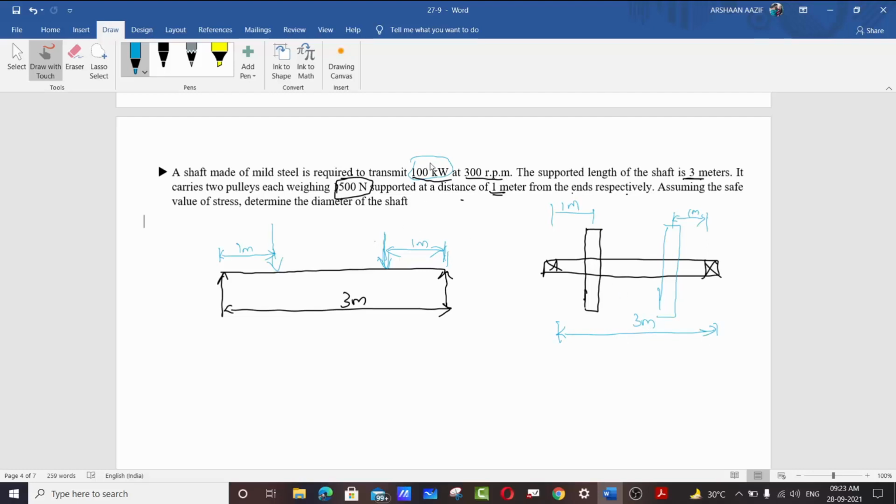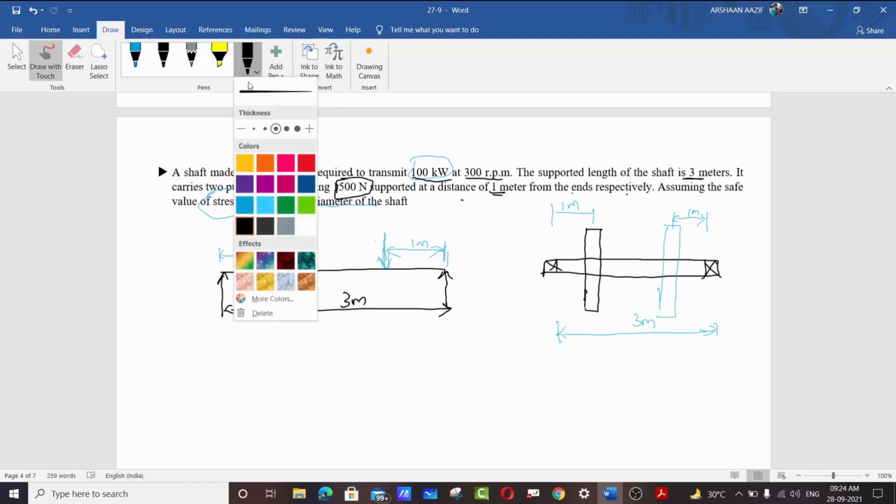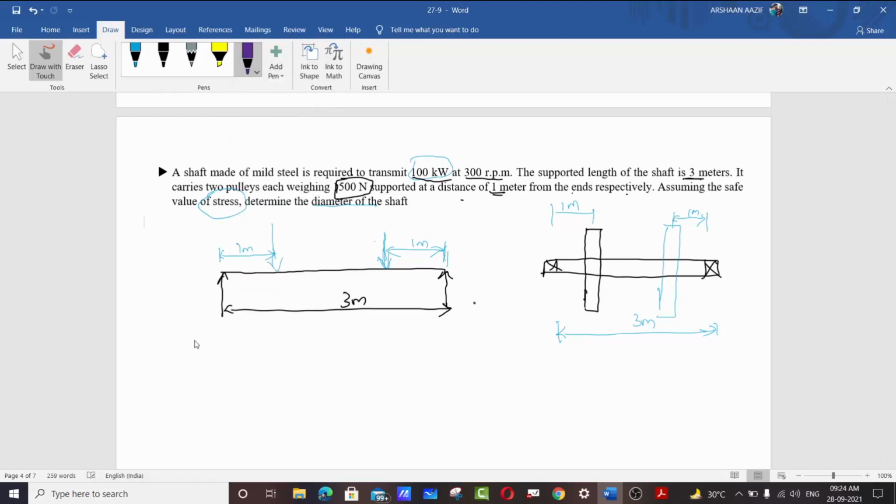Now we transmit 100 kilowatt at 300 rpm. The weight of the pulleys is 1500 newton. Find the diameter of the shaft for a safe value of stress. They didn't give us the value of stress, but asked us to take a safe value. So we can assume tau is around 50 to 60 newton per mm square for mild steel. Using this tau value we will be finding the diameter.